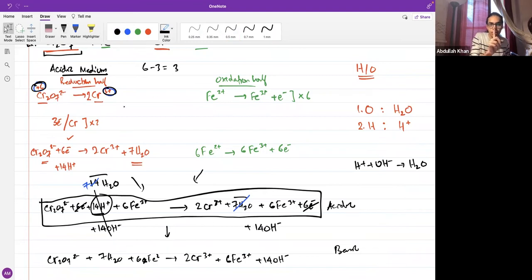But that's only if you're looking at a single atom of chromium. We've got 2 chromium atoms on each side. See? 2 and 2. So that would be 3 electrons. Sorry, 3 plus 3. So 6. Does that make sense? Yeah.